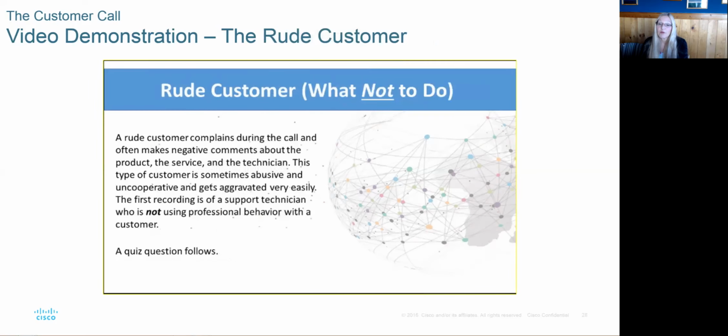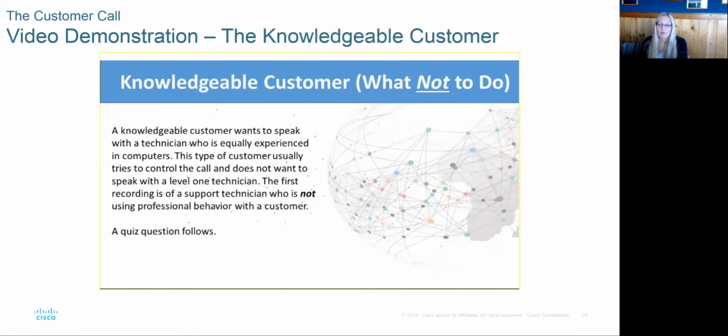And rude customers, you're going to get rude customers. And so you definitely want to use professional behavior when you're managing rude customers. But don't forget, nobody's going to call you because it's a wonderful day and everything's fine. They're frustrated. You're going to have a knowledgeable customer, and so there's a video on what not to do with a knowledgeable customer.